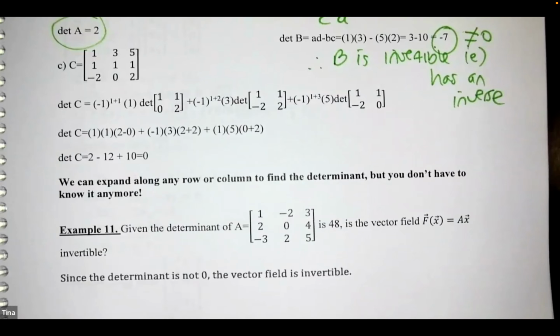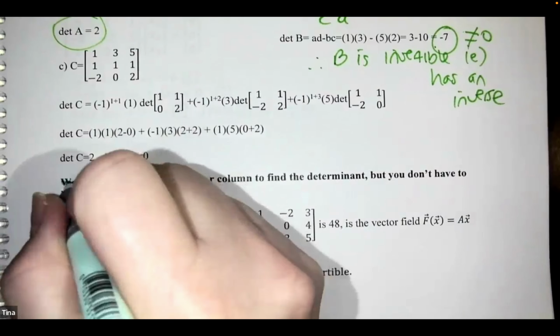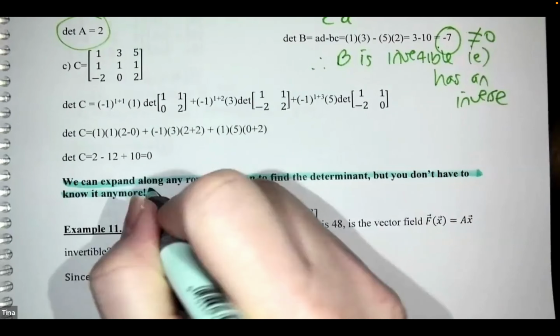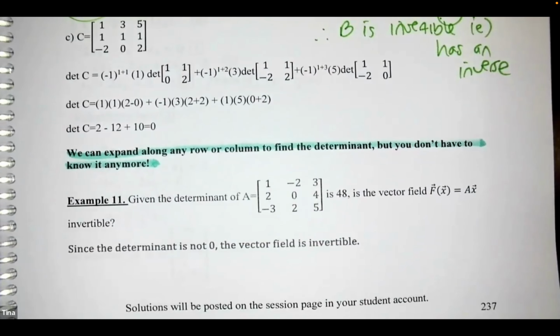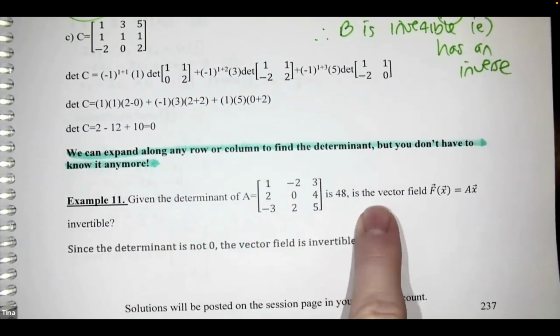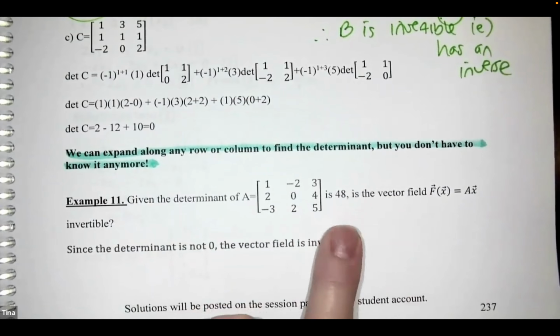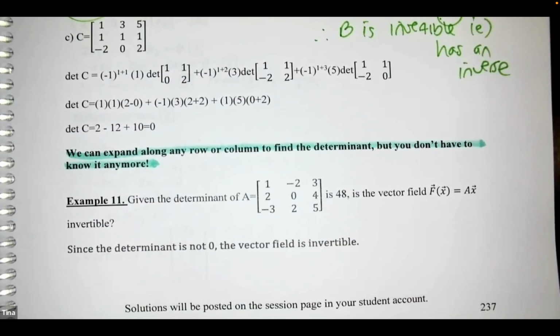So again, we can expand along any row or column to find the determinant of 3 by 3, but you don't have to know the process. So instead of saying, is this invertible, making you find the determinant, if they want to ask this in terms of what they gave you in the notes, it would have to be, here's the determinant. So for example, the determinant of this matrix is 48.